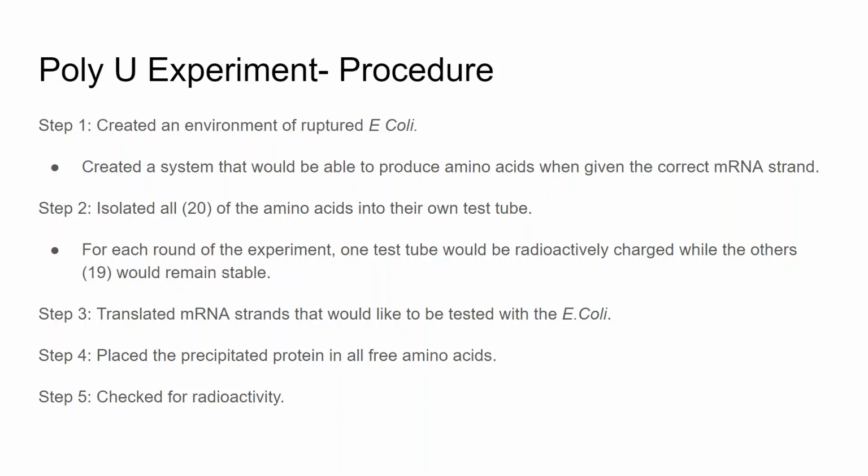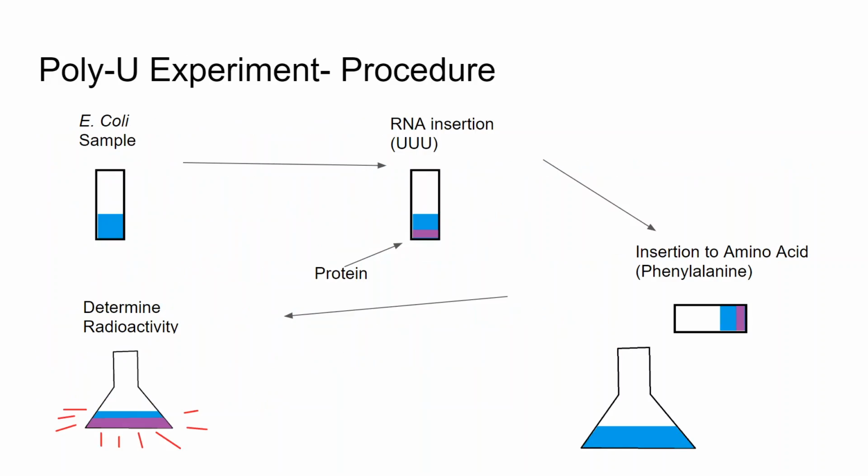The next step was to isolate all of the amino acids into their own test tube. For each round of the experiment, one test tube would be radioactively charged while the others would remain stable. Next, a strand of mRNA was translated, whichever one would like to be tested with the E. coli. This created a precipitated protein, which was placed in all of the free amino acids. Finally, the radioactive amino acid was checked for radioactivity after the complex formed.